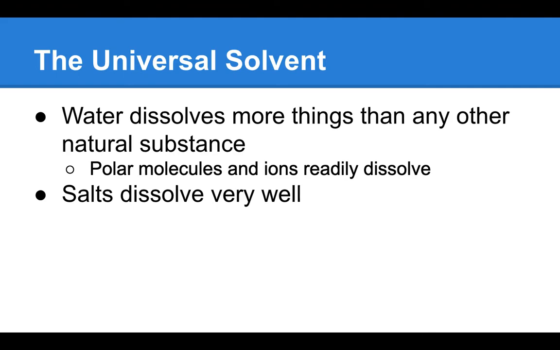The second part that we're going to talk about is the universal solvent nature of water. Water is called the universal solvent because it dissolves more things than any other natural substance on Earth. It can't dissolve everything, obviously. A lot of things do not fall apart in water, but way more things do than we think of for other liquids. Anything that is a polar molecule, anything that has slight charges on either side, and anything that is an ion will readily dissolve. And salts dissolve very, very well because of their ionic bond. So that's what we're going to look at.